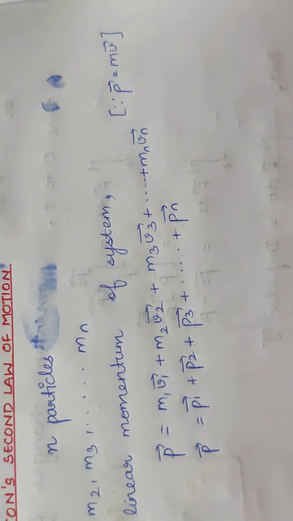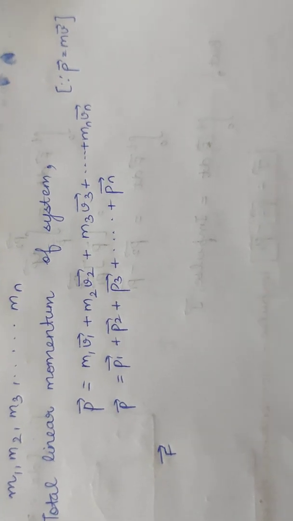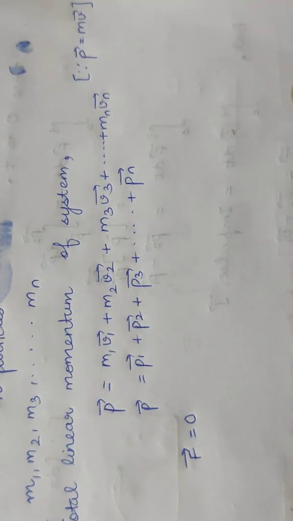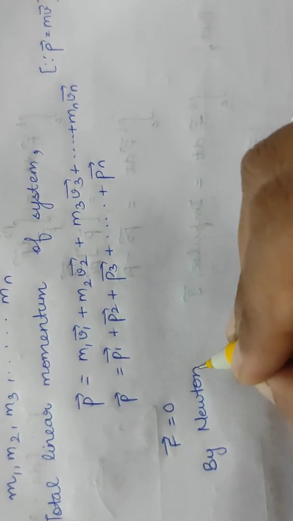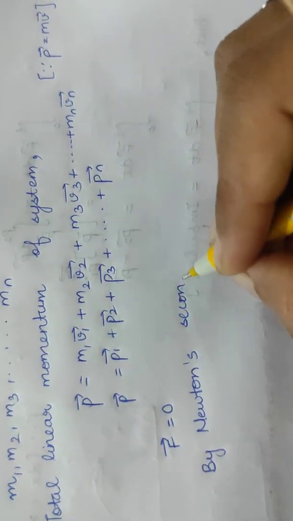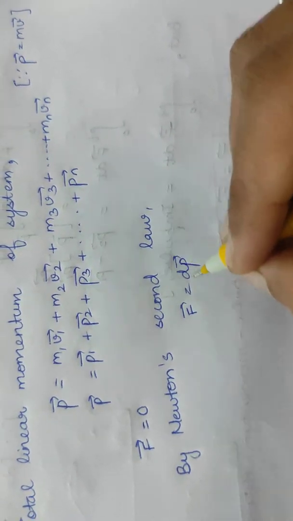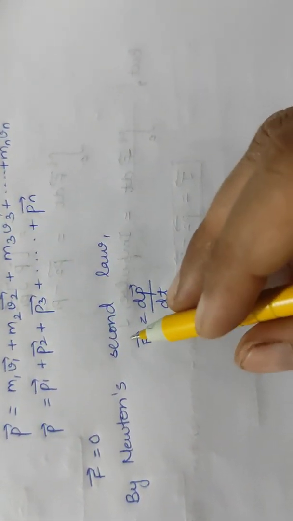Fine. Now if F is the external force acting on the system, but we know that this F is 0 because there is no external force acting on the system, as this is an isolated system. But by Newton's second law, we know that F is equal to dp by dt. Just now I've told you force exerted is equal to the rate of change of linear momentum. But as we are considering the isolated system, this F is equal to 0.